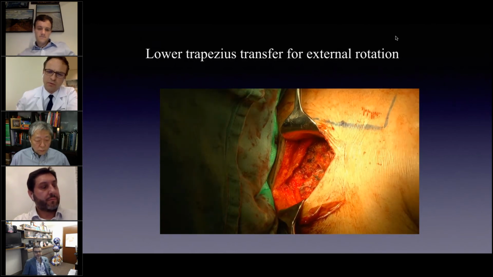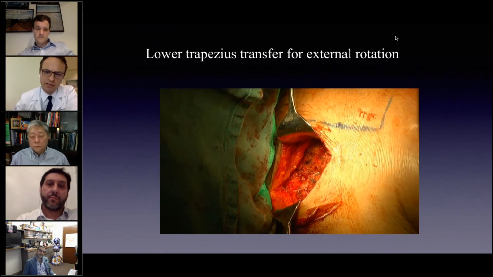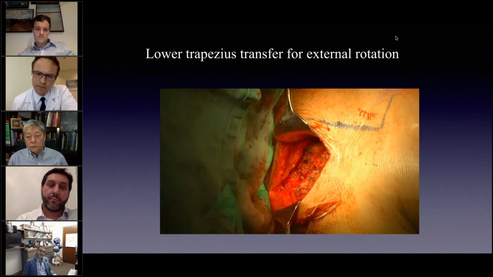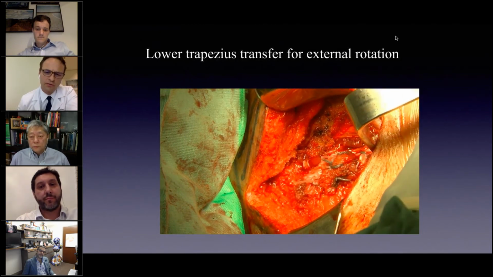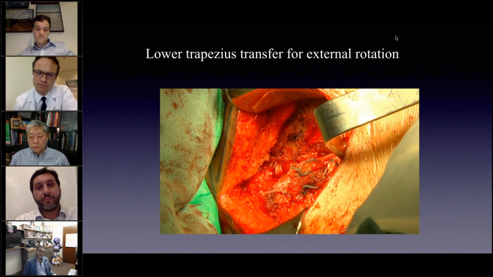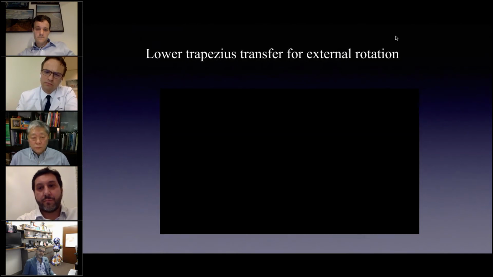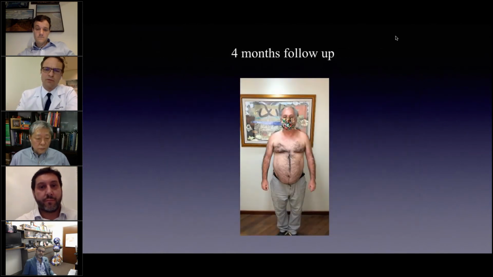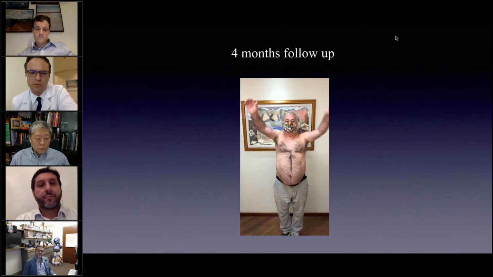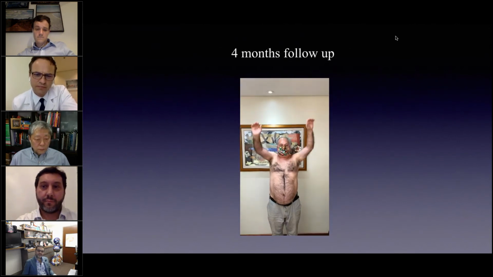Then we internal rotate the arm to check the excursion, and you can see the lower trapezius moving on. And this is the final 4 months follow-up result with a very good elevation.